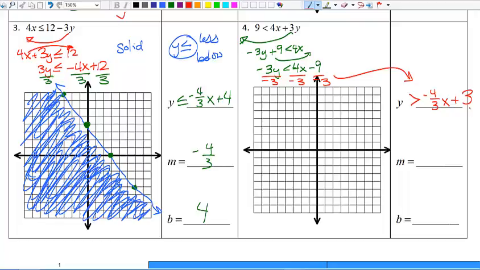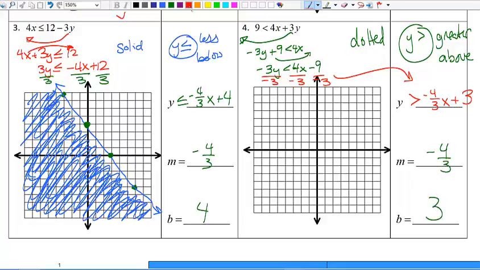The sign changes here. Now it's important to solve for y first to decide if it's greater than, above the line, or less than, below the line. This is a greater than, not equal to. It's not equal to, so I know this is a dotted or dashed line. And because it's y is greater than, that's going to be above the line.